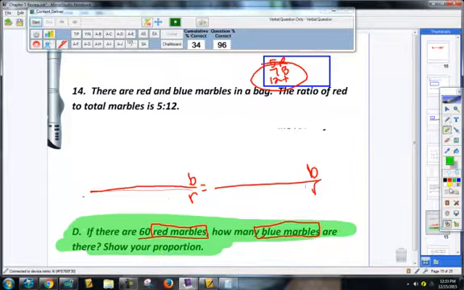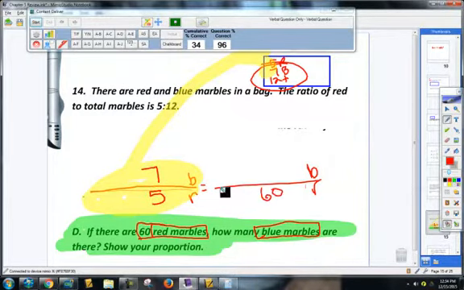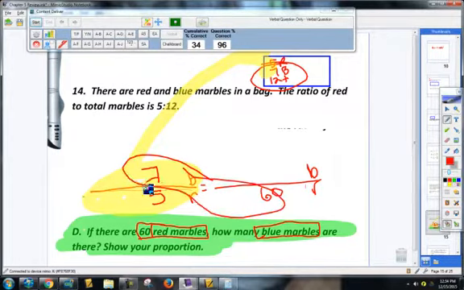Okay, then I look up here. The first ratio always comes from my edge pieces right there. I always get it from right there. And I know the ratio of blue to red is going to be 7 to 5. Right, guys? And then I ask myself, what did they give me? They gave me 60 reds. So there we go. We are going to cross multiply and then divide. And we're going to get 84.